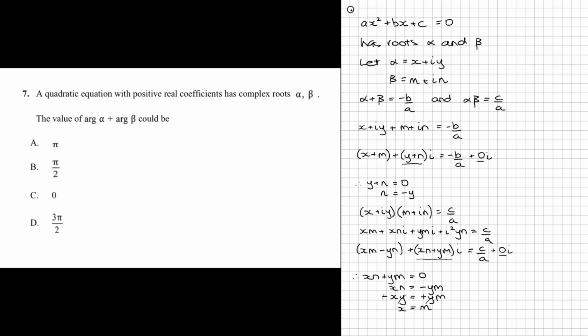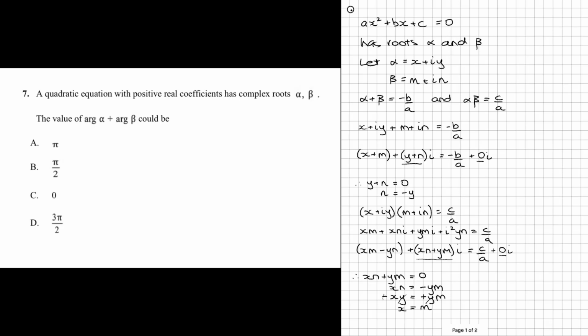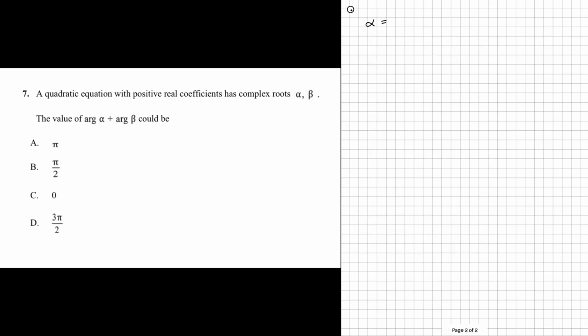Now if we think about those two results, we can actually rewrite our alpha and beta in a way that makes it really clear what the arguments are going to look like. So I might just turn over and create a new page. So we'll have alpha is x plus iy, that's fine, that's how we defined it.